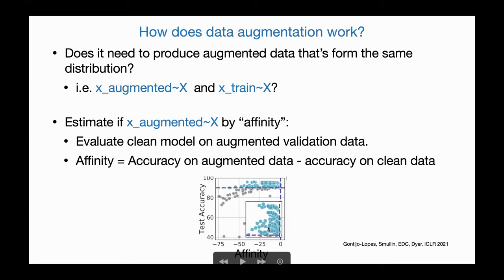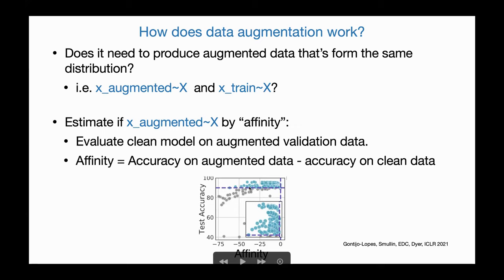For example, imagine taking your image and making it just grayscale. That's an operation that has high affinity, but it actually has a low generalization effect, like a bad generalization effect. But this is kind of an extreme example, where making an image grayscale actually hurts your training performance.